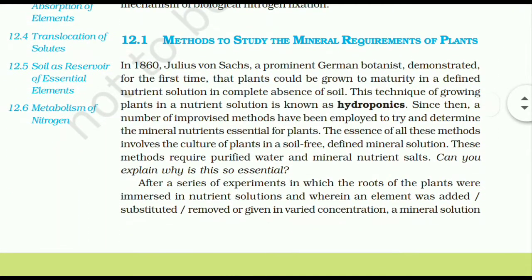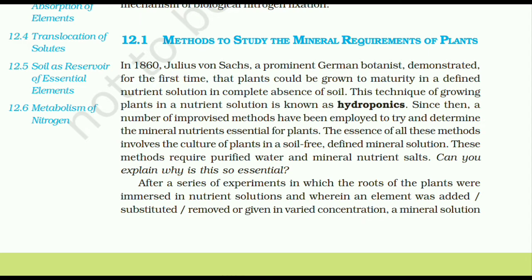12.1 Methods to study the mineral requirements of plants. In 1860, Julius von Sachs, a prominent German botanist, demonstrated for the first time that plants could be grown to maturity in a defined nutrient solution in complete absence of soil. This technique of growing plants in nutrient solution is known as hydroponics.